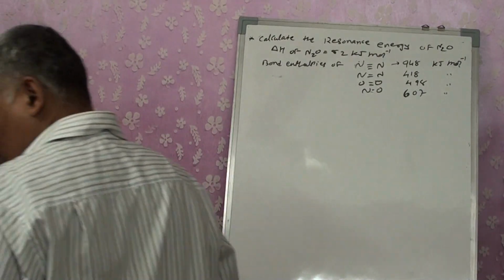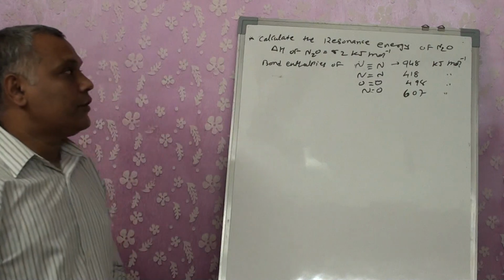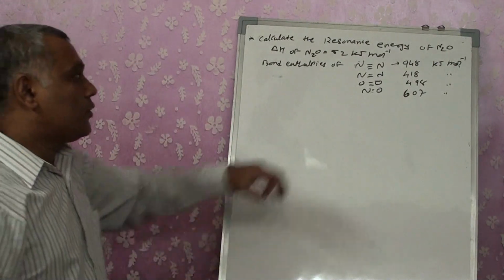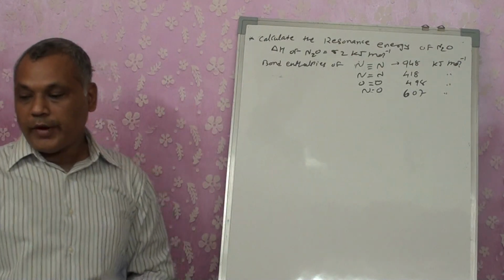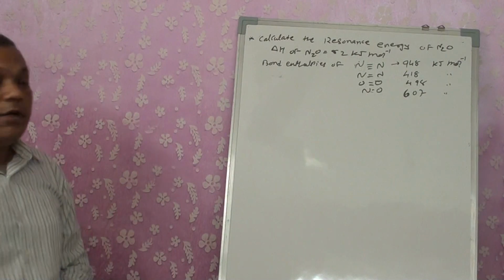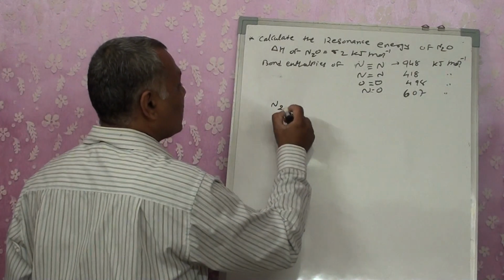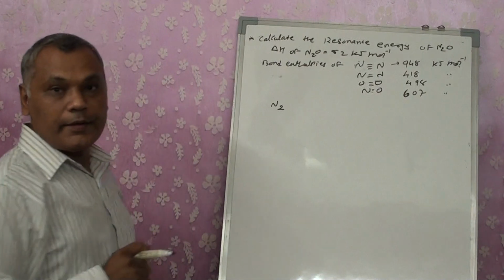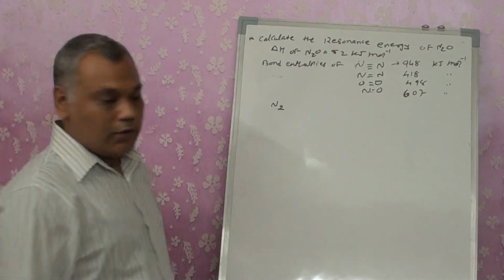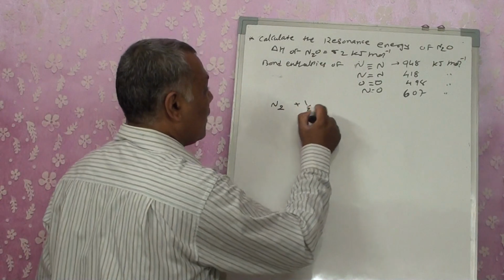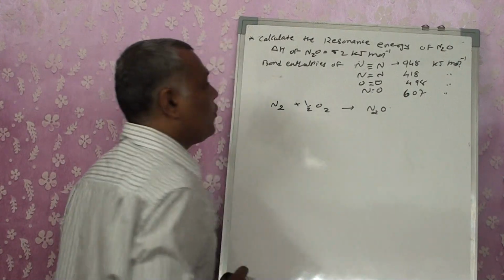Okay, now we are told to calculate the resonance energy. When I want to go for the resonance energy, first of all the compound has to be prepared. So I will have to write the reaction that will be taking place for it. So what will be the reaction? We will be having N2, that is nitrogen, going to react with half mole of O2 so that it gets converted into N2O.